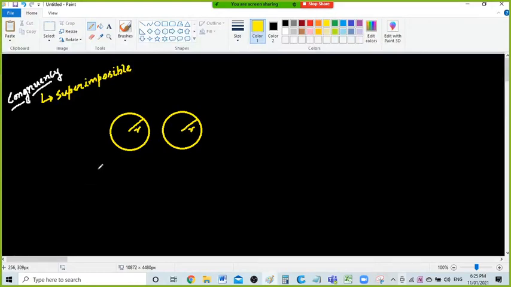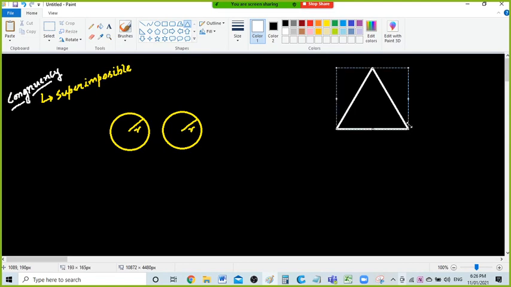So, in the case of triangles, we have a couple of rules which help us identify whether two triangles are superimposable over each other or not, or in other words, these are the rules which help us identify whether the two given triangles are congruent to each other or not. Okay, so now let's try to understand these laws, and before that, let's have two different triangles.